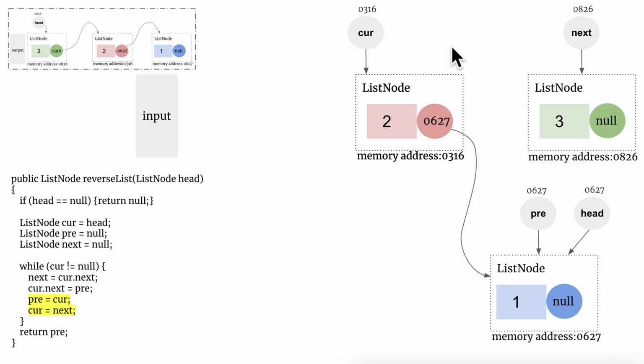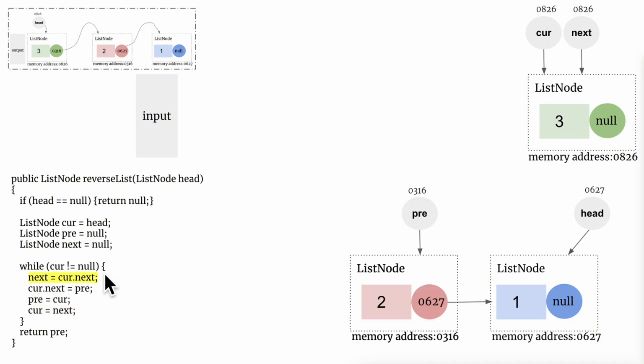The pointer cur is used to iterate through the nodes of the given linked list. Before pointer cur moves to the next node, pointer cur would give a copy of its reference to pointer pre, which is 0316. And pointer cur gets a copy of pointer next's reference, which is 0826. Successfully moved to the next node. Continue this while iteration to reverse a singly linked list.